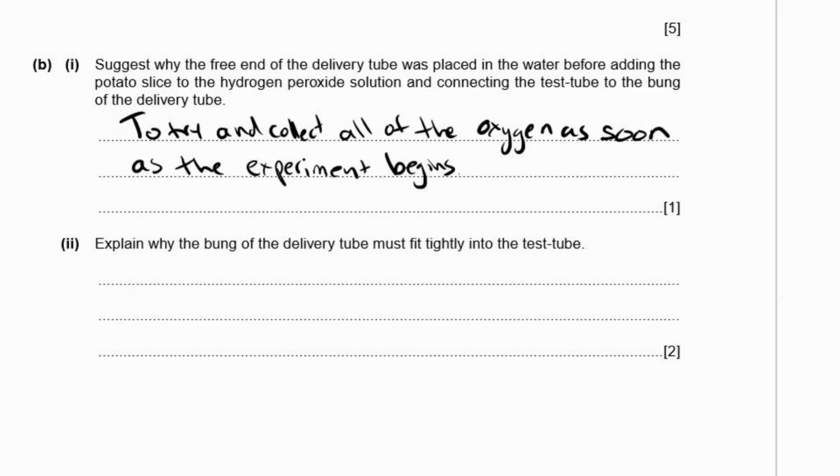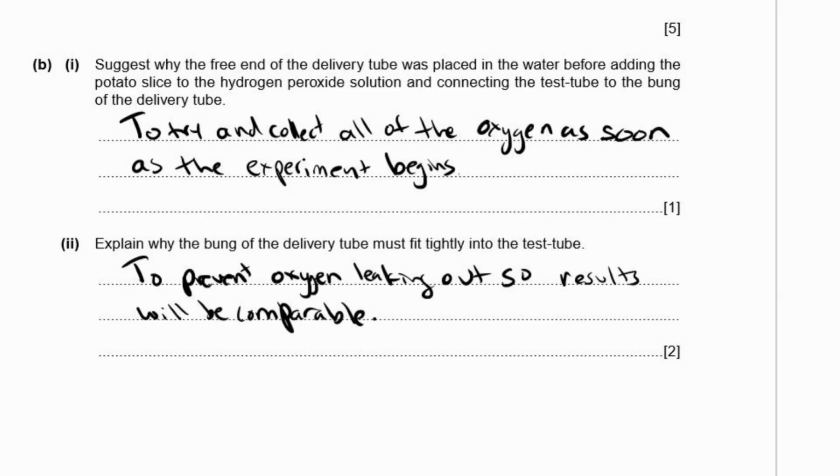All right. 2. Explain why the bung of the delivery tube must fit tightly into the test tube. Well, that's so that you don't lose the oxygen out the sides of it. So it's to prevent oxygen leaking out so results will be comparable. You could also say it's to create accurate results or consistent results or reliable results, valid results. Also, making sure that the bung is tightly fit into the test tube means that pressure can build up in the test tube so that bubbles will go out the other side.